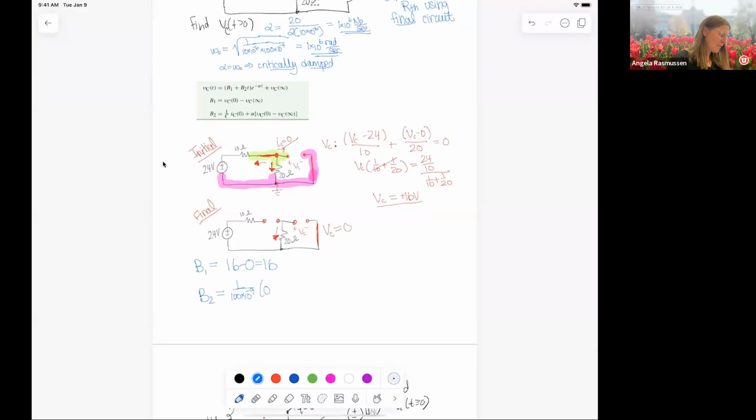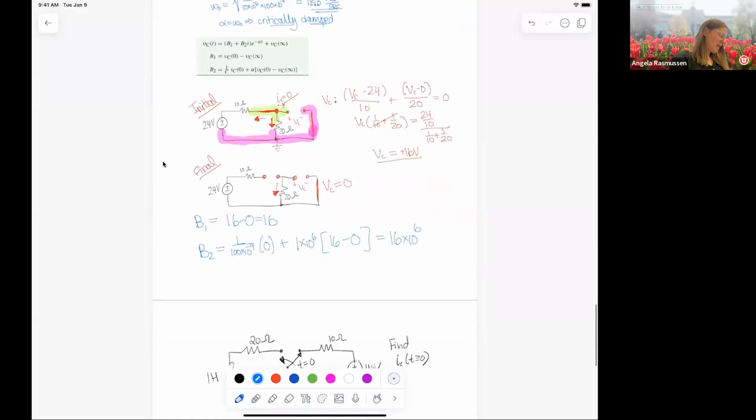And IC of 0 was 0, plus alpha, which is 1 times 10 to the 6 meters per second, times VC of 0, which is 16, minus VC of infinity, which is 0. So this one ends up being 16 times 10 to the 6. And now VC of T, I just plug those values in. So B1 is 16, B2 is 16 times 10 to the 6th T, e to the minus alpha, which is 1 times 10 to the 6th T, and then plus VC of infinity, which is 0. So this is our expression.